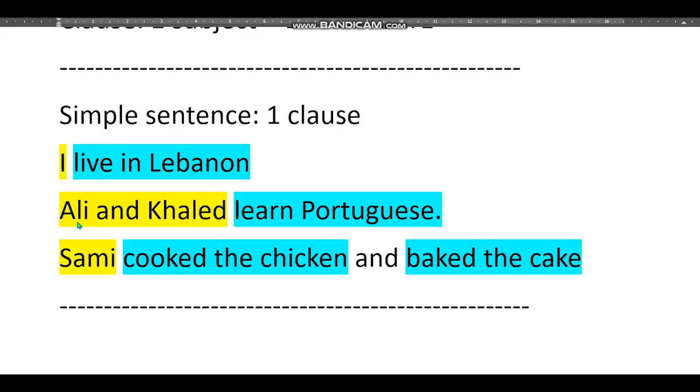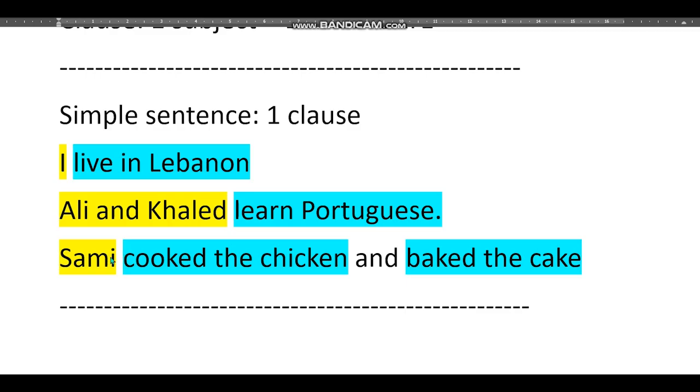Let's discuss the second sentence. Ali and Khalid learn Portuguese. Here, the subject is Ali and Khalid. Even though it's multiple people, we have two people in the subject, it's only one subject, okay? So the subject could be simple, as one word, or it could be compound, like Ali and Khalid. It has many people, okay? It's still a simple sentence. It's still one clause. Learn Portuguese is the predicate. So how many subjects do we have? We have one and one verb, okay?